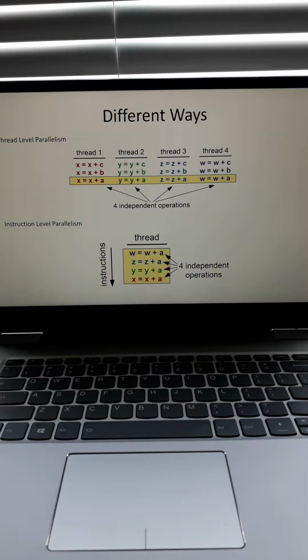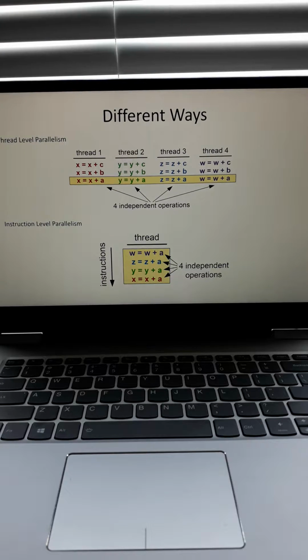Now there are different ways to hide arithmetic latency. One is thread-level parallelism, another is instruction-level parallelism. In thread-level parallelism, suppose we have 4 independent operations: x = x + a, y = y + a, z = z + a, and w = w + a. We can inject them into 4 different threads and they can run simultaneously to improve performance. In instruction-level parallelism, instead of injecting them into 4 different threads, we inject 4 independent operations into one single thread and feed them through pipeline parallelism.